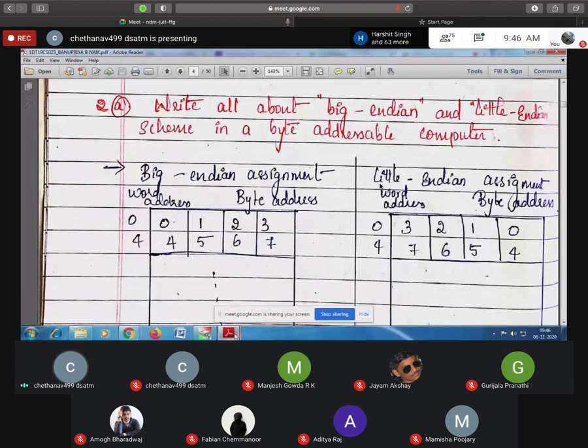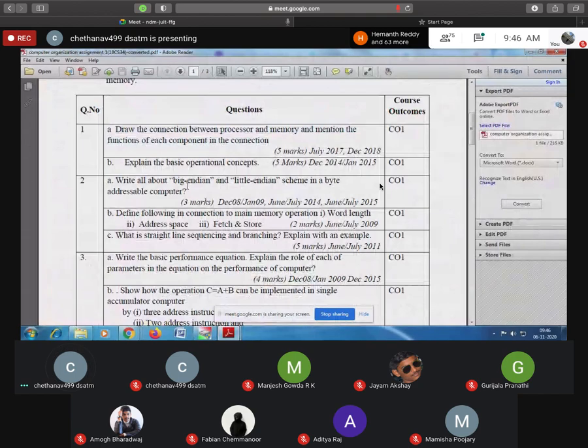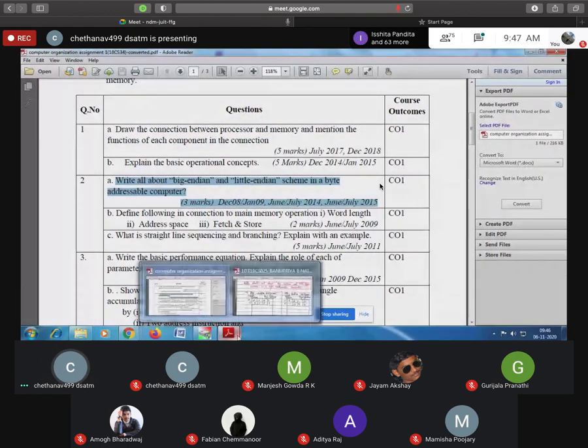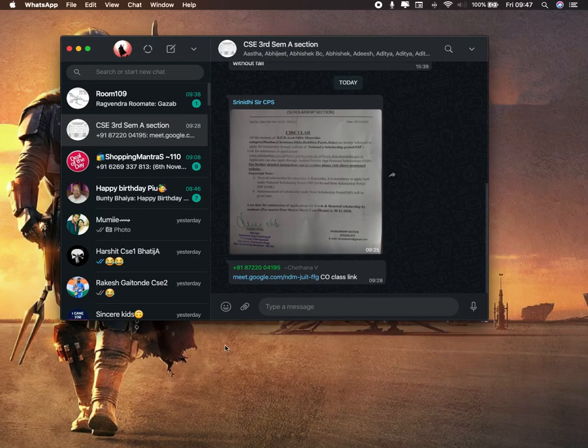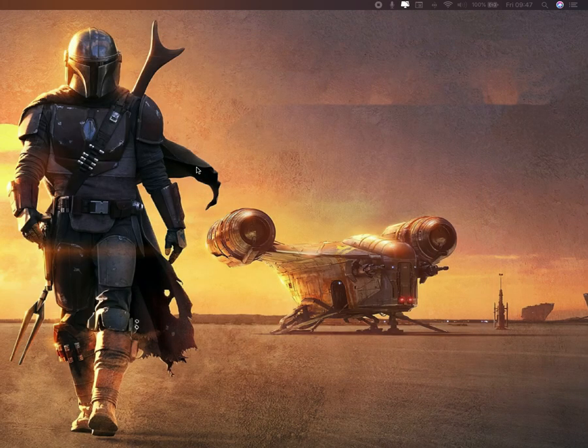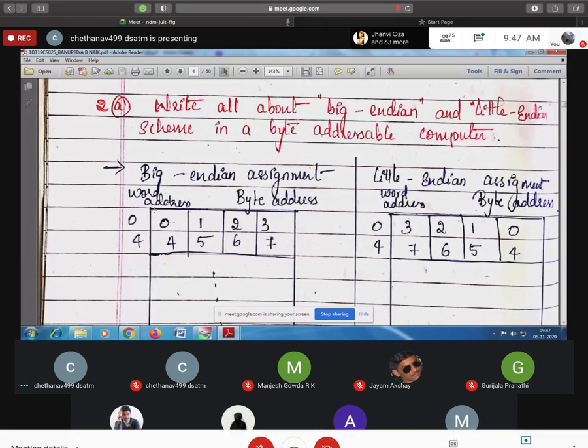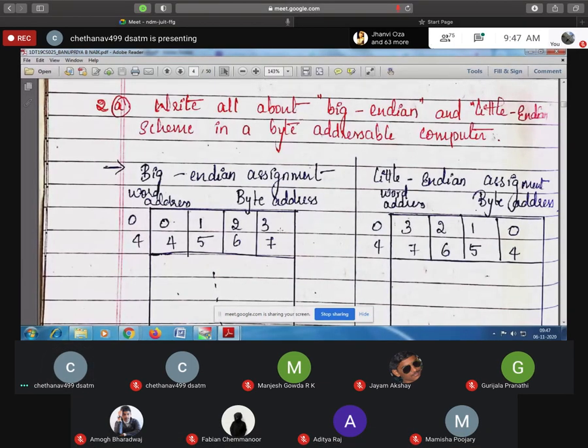The second assignment question is Big Endian and Little Endian. This is the concept, and it's very important. In Big Endian, what I will do is very simple. This is the least significant bit, and this is the most significant bit. The least significant bit will be stored in the rightmost location.